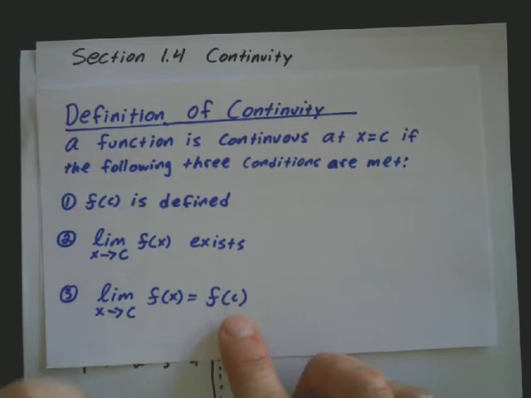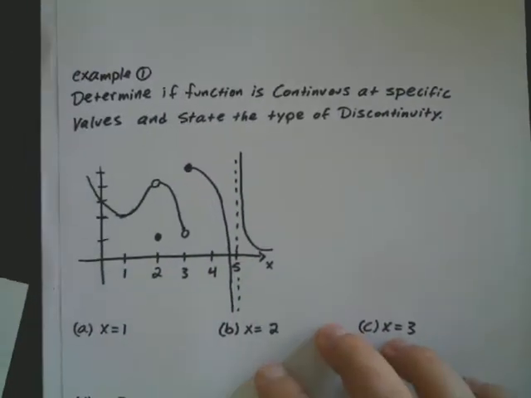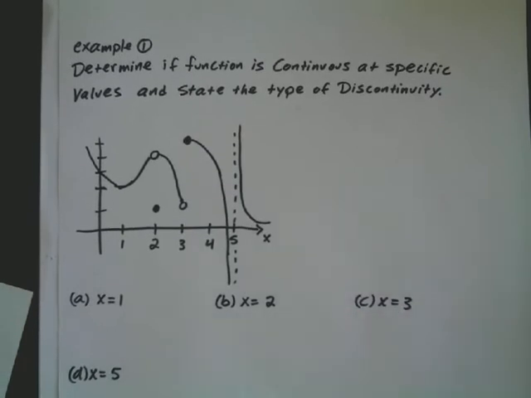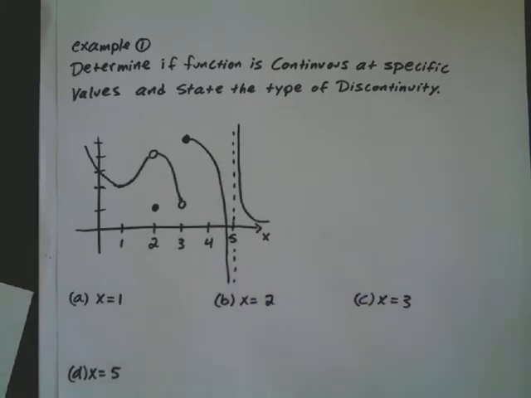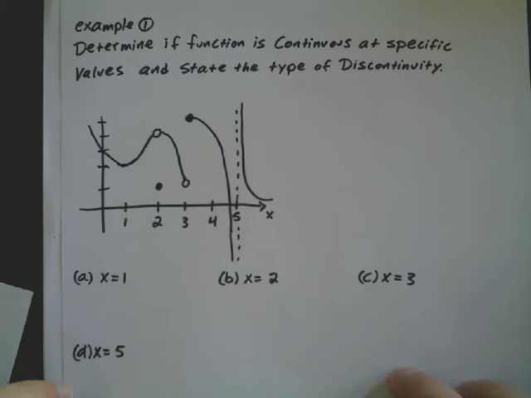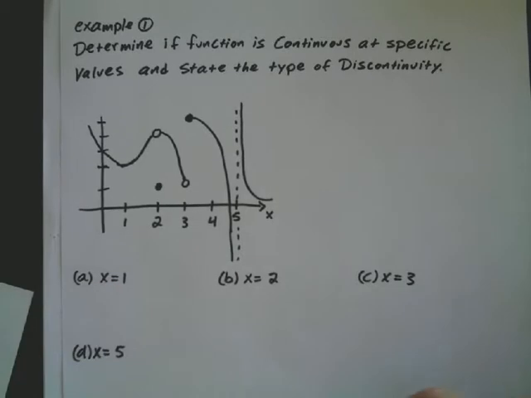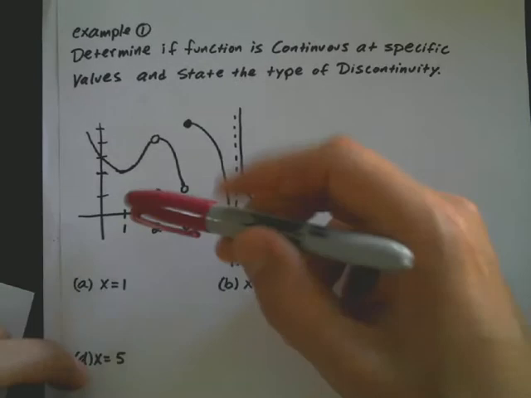So let's look at an example. Here's a graph of a function. We're going to determine if the function is continuous at the specific values, and then state the type of discontinuity. When something is not continuous, we're going to say it's discontinuous, and state the type of discontinuity. Alright, so at x equal to 1, I can see that my graph is in fact smooth and continuous. There's no lifting, there's no hole, there's no jump, it's just a continuous graph. So you can just say that it is in fact continuous.